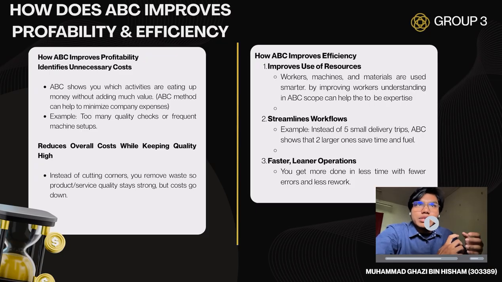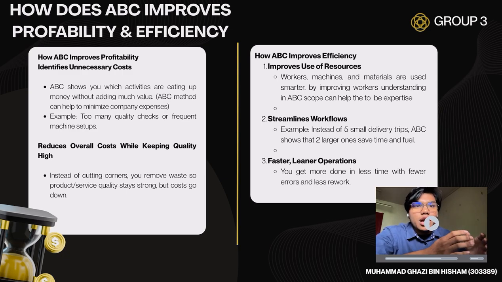ABC helps the factory to identify unnecessary costs. It breaks down the processes and shows which activities are eating up the money without really adding much value. For example, the factory might discover that they are doing too many quality checks or having frequent machine setups that are not needed, and this is driving up their costs.